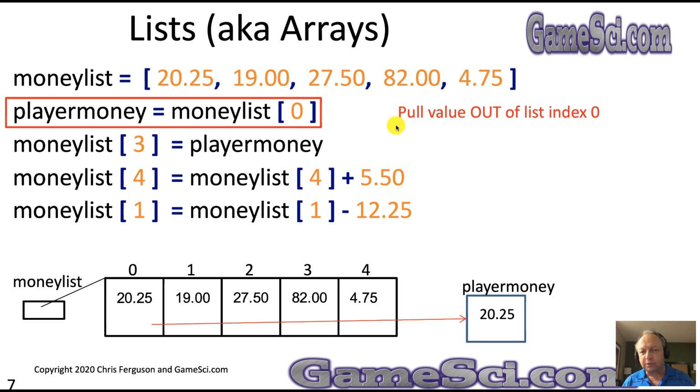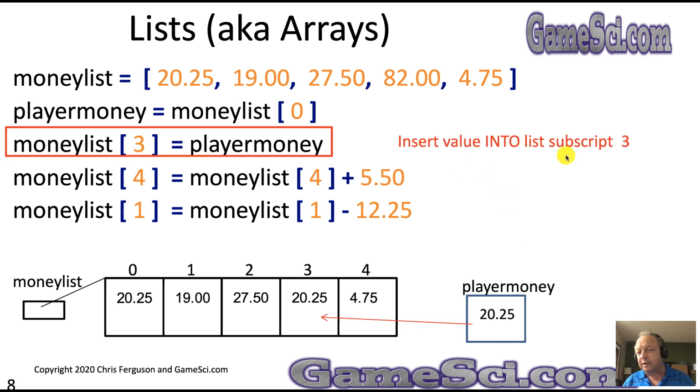The first thing we'll learn to do with a list is how to pull information out of a list. How to pull a value out of the list at index 0. Go to the money list and at list index 0, extract the value and assign it to the variable player money. And you can see what's in position 0 of the list gets pulled out and assigned to player money.